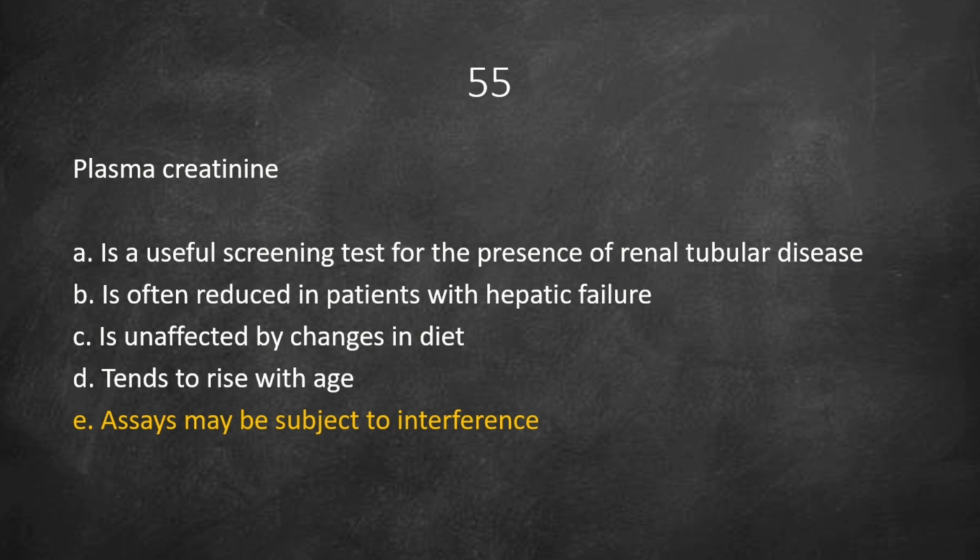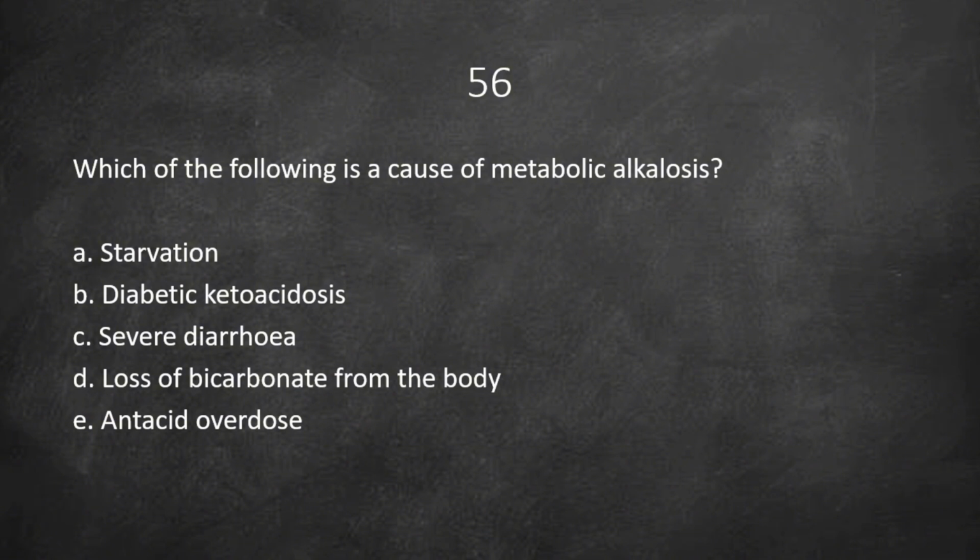Okay, let's move to question 56. It says, which of the following is the cause of metabolic alkalosis? A, starvation; B, diabetic ketoacidosis; C, severe diarrhea; D, loss of bicarbonate from the body; and then E, antacid overdose. So the correct answer here is E, antacid overdose.